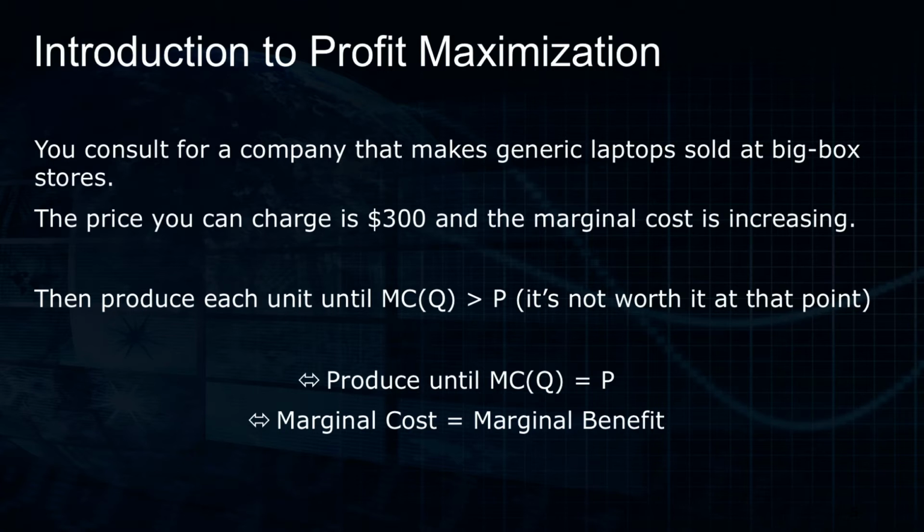So this leads to a conclusion. We'll want to produce up until the point where marginal cost is greater than price. Beyond that, it's not worth it. To summarize, we're going to produce where marginal cost equals price. If we produce where marginal cost is greater than price, we're not bringing in enough revenue in order to cover that unit cost. So we can also say marginal cost equals marginal benefit. Marginal benefit is evaluated in terms of the dollar amount that we receive from selling that unit.